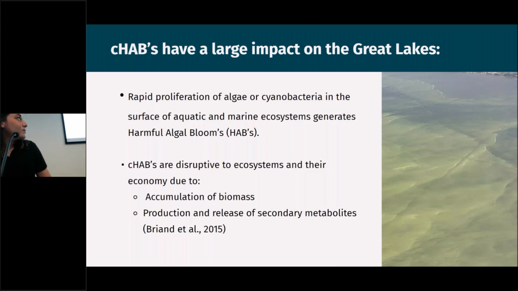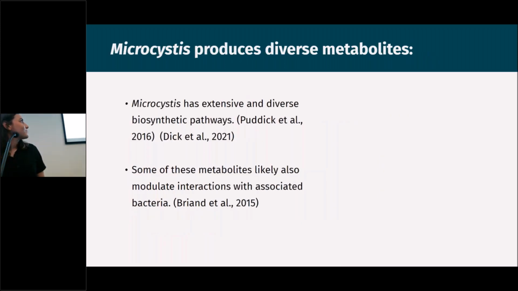Between these secondary metabolites, a particular toxin that interests us a lot of the time is microcystin, that is often produced by Microcystis. So Microcystis as a genus has extensive and diverse biosynthetic pathways. They are able to produce these very complex molecules that are very interesting, but also harmful to the ecology. And some of these metabolites likely also modulate the interactions with associated bacteria. And just a little bit of a catch, these metabolites are indeed toxins too.